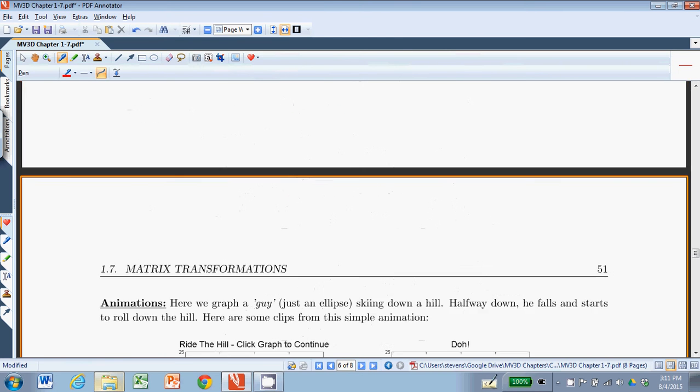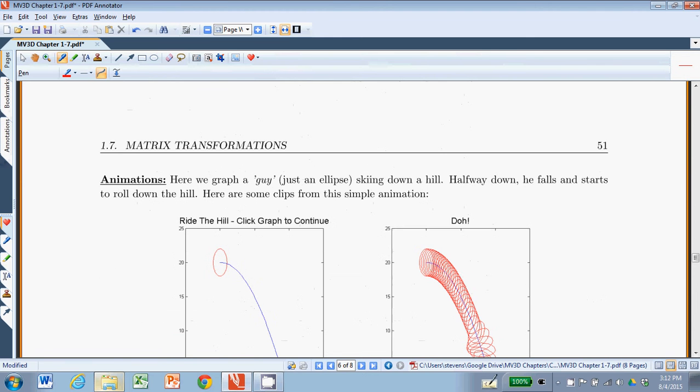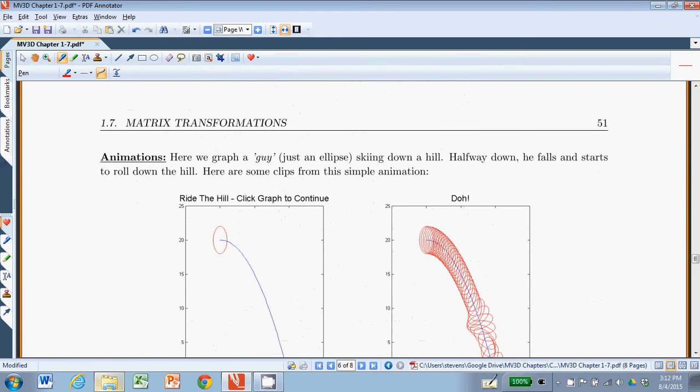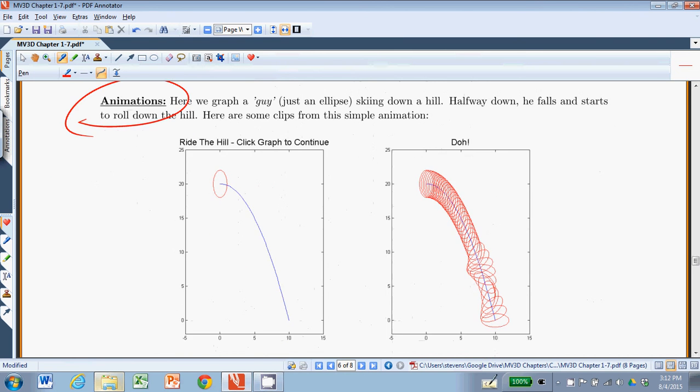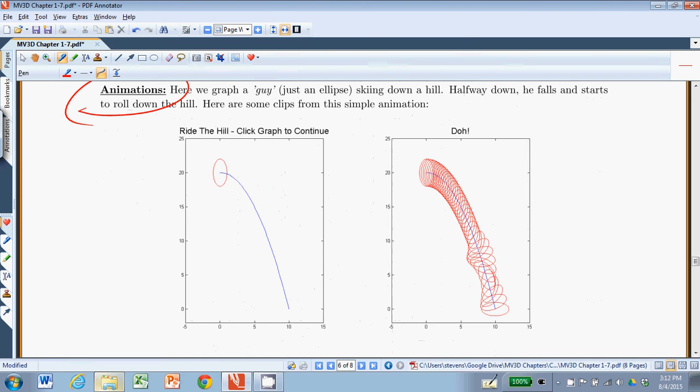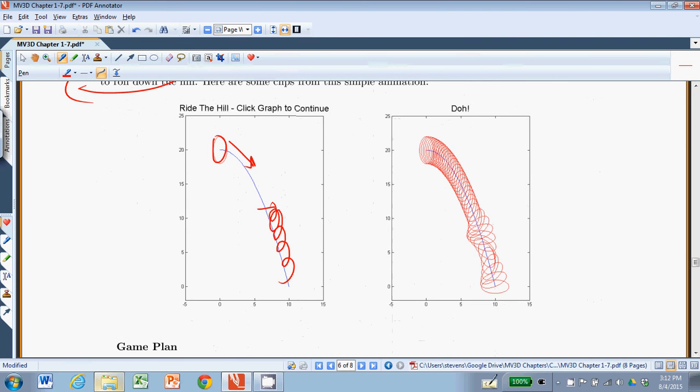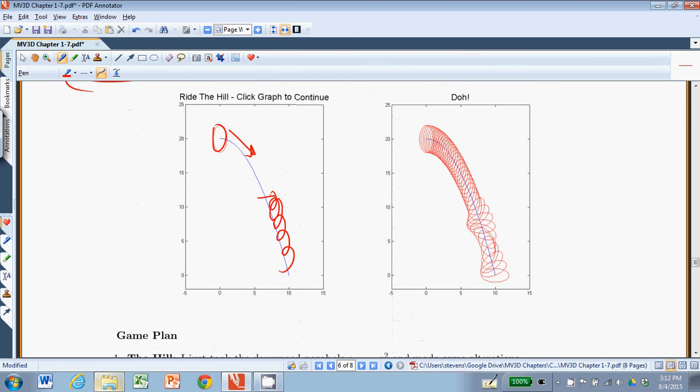All right, and so all of this stuff leads us into this one demonstration I wanted to do. That's why there's actually two parts to this chapter. In this animation we have a guy or a character, which is just this ellipse. It's going to go down this hill. And when it gets about halfway, it's going to fall and start rotating clockwise as it falls down the hill.